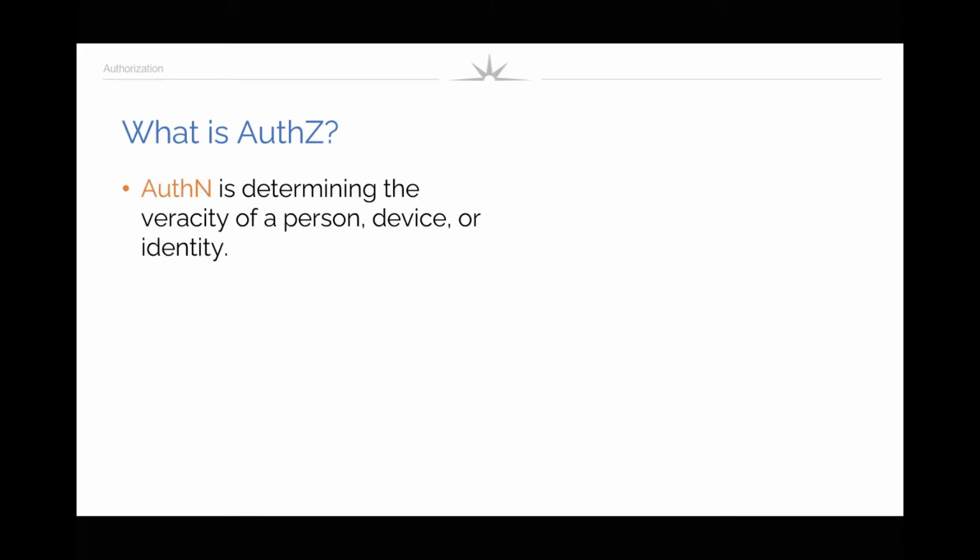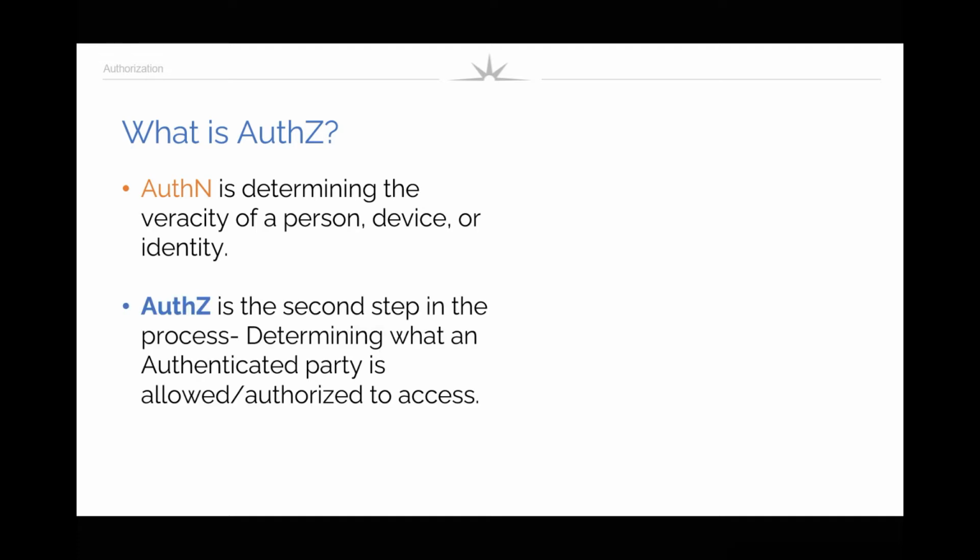So if you'll recall from our last video, we talked a little bit about authentication being the process of determining the veracity of a person, a device, or an identity. Basically, making sure that someone or something is who they in fact say they are. Authorization is the second step in the overall process of utilizing an identity for some kind of purpose within an application or service. Authorization allows you to determine exactly what an authenticated party is allowed/authorized to access.